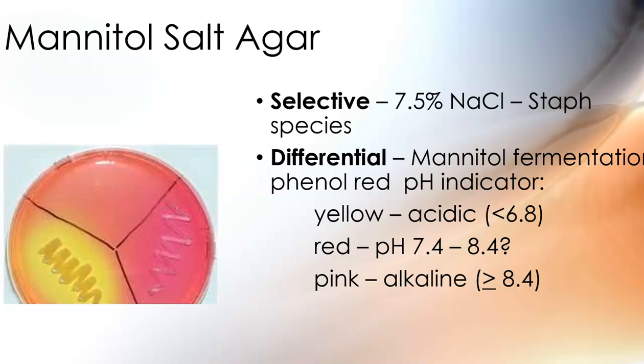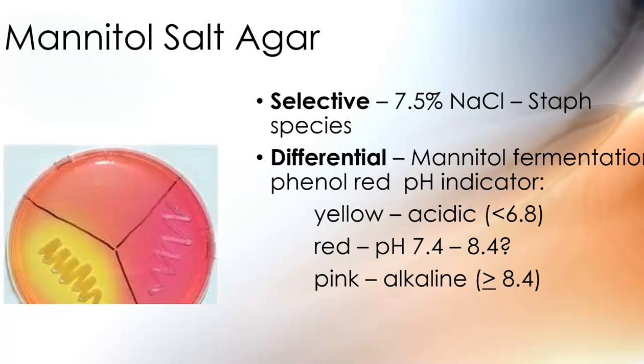So we're talking high amounts of salt. And staph species will grow in a really salty environment. Okay, so will some micrococcus. So will some fungus. But we're looking at bacteria, so then we need to look at who will actually grow in this salty concentration. That's the selective nature.